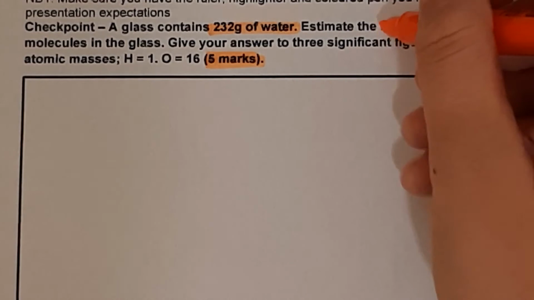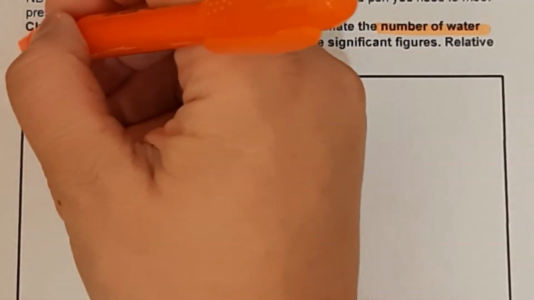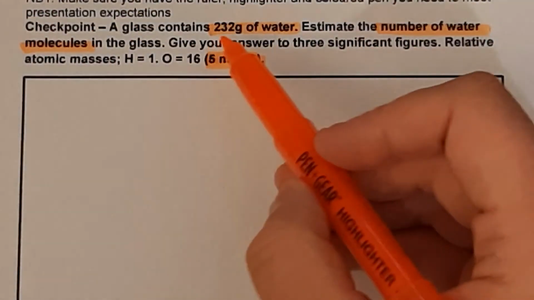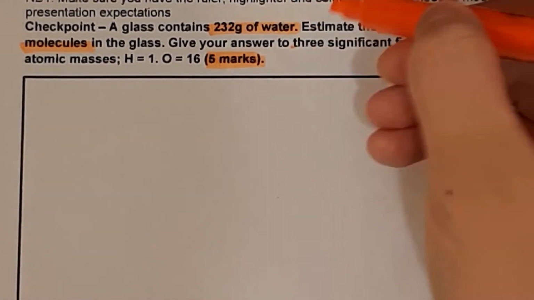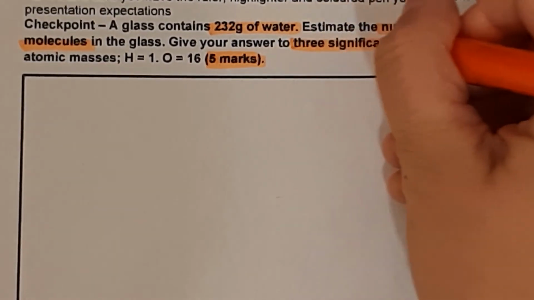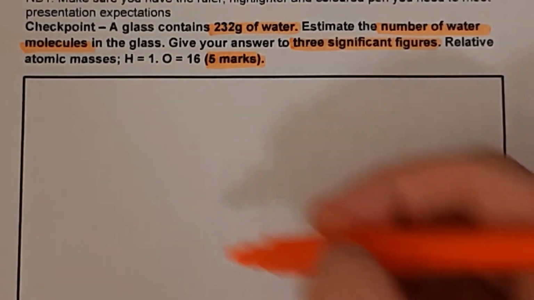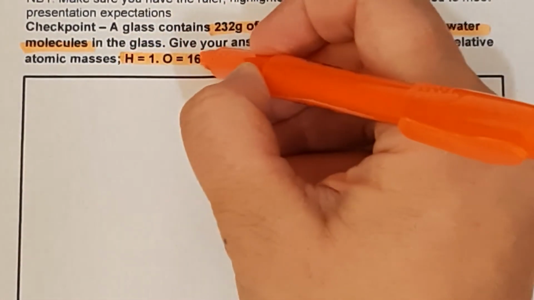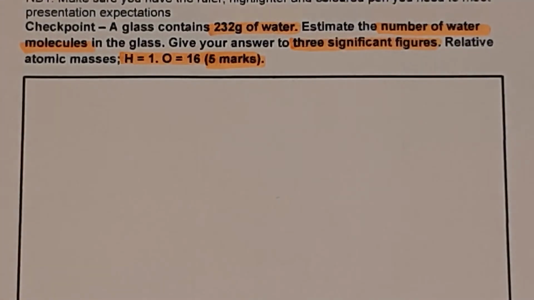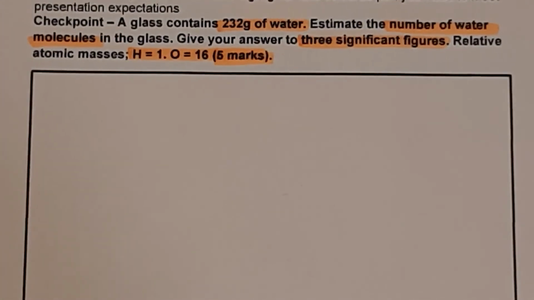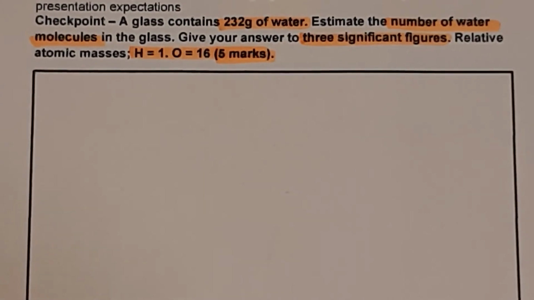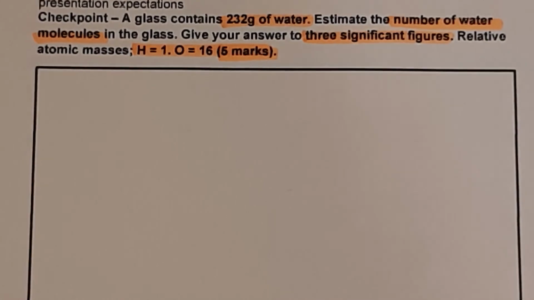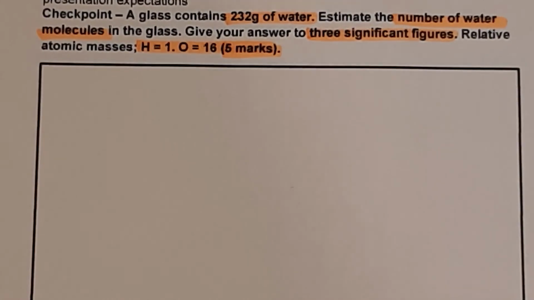So it wants to know how many there are. So how many water molecules is 232 grams? Give your answer to 3 significant figures. And it tells you that the relative atomic mass of hydrogen is 1 and oxygen is 16. Okay, so pause that and have a go at the question and see how well you do. If you get completely stuck, you can play it and I will show you a hint of what to do next. Okay, and then hopefully that will help you.